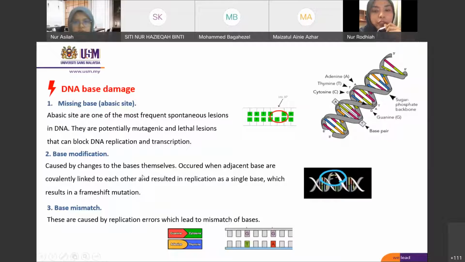Second is base modification. It is caused by changes to the DNA bases themselves. It occurs when adjacent bases are covalently linked to each other and result in replication as a single base, which results in frame shift mutation. And the third one is base mismatch. These are caused by replication error, which leads to mismatch of bases. In this example here, the guanine is wrongly paired with thymine, when the correct pair should be the cytosine. Next slide.